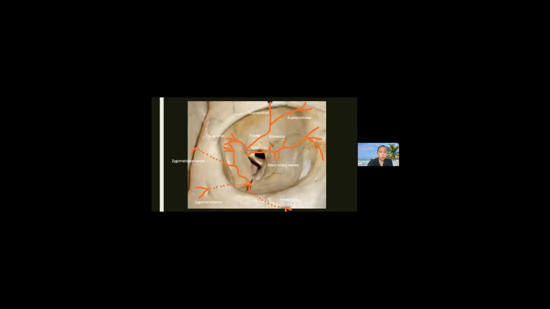And then finally you have the branches from V2, which make up the infraorbital nerve, which travels through the infraorbital groove out the infraorbital foramen, again to innervate the cheek, and the zygomaticofacial and zygomaticotemporal, which travel through their respective foramen and innervate the zygomatic and temporal region.